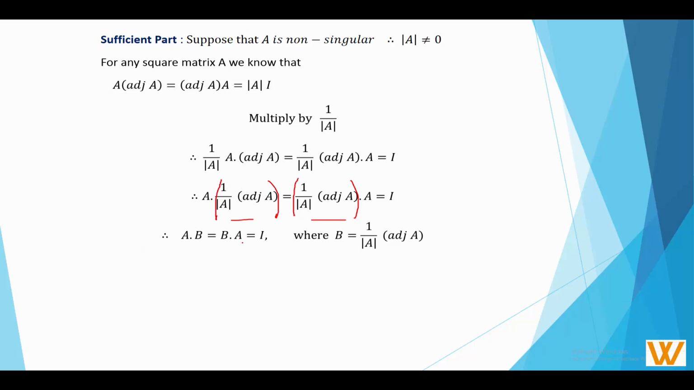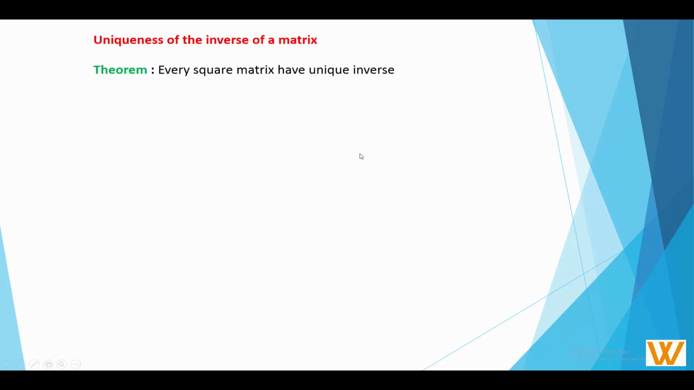Therefore AB is equal to BA equal to I. Assume that this term is B, which means B is 1 upon determinant A into adjoint A. So AB equals BA equals I, therefore A inverse equals B. So A inverse is B, which means this matrix. Therefore A inverse exists and A inverse equals 1 upon determinant A into adjoint A. This means when A is a non-singular matrix, then A inverse exists. That is the proof of this theorem.